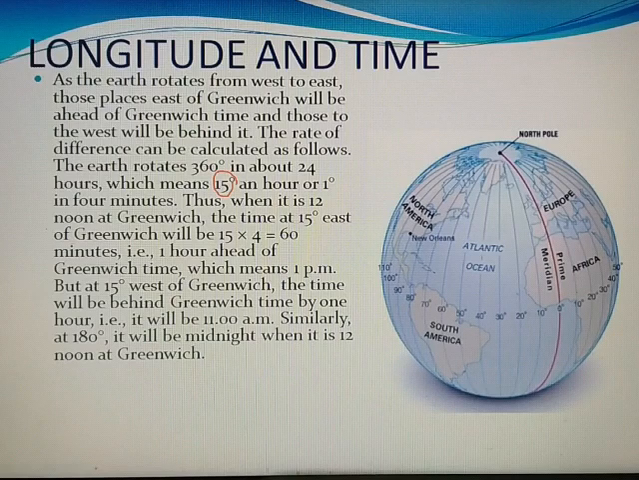Thus, when it is 12 noon at Greenwich, the time at 15 degrees east of Greenwich will be 15 into 4, that means 60 minutes. That is 1 hour ahead of Greenwich time, which means 1 p.m. But at 15 degrees west of Greenwich, the time will be behind Greenwich time by 1 hour. It will be 11 a.m. Similarly, at 180 degrees, it will be midnight when it is 12 noon at Greenwich.